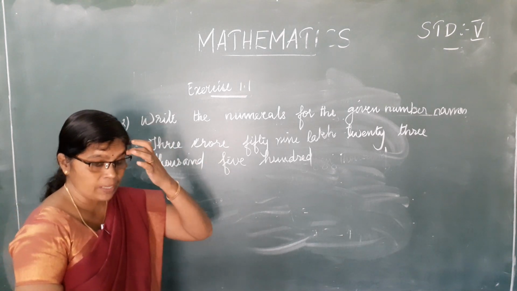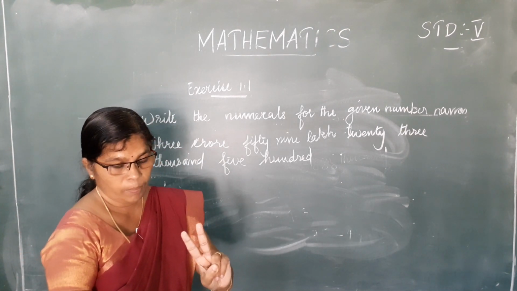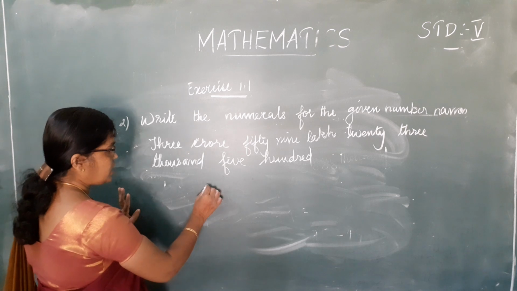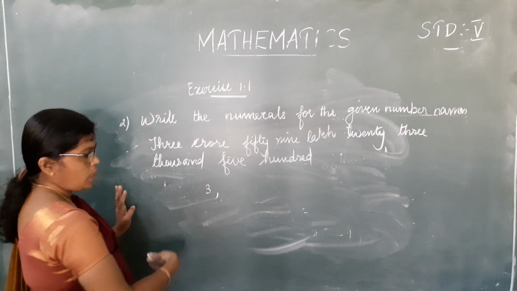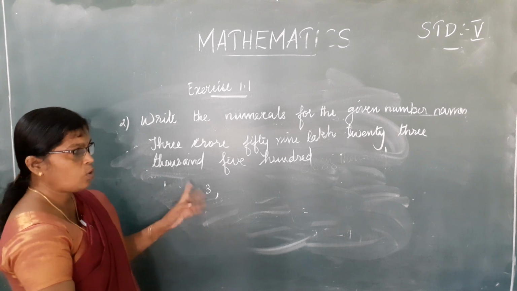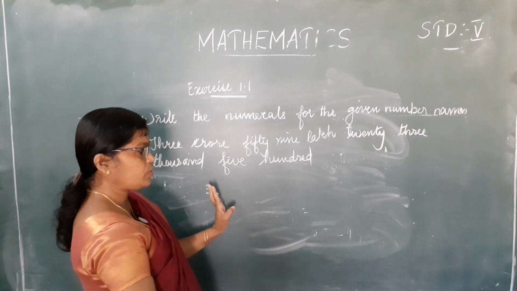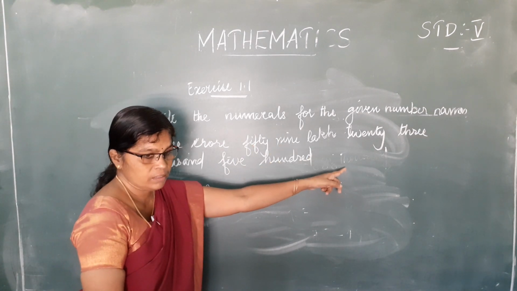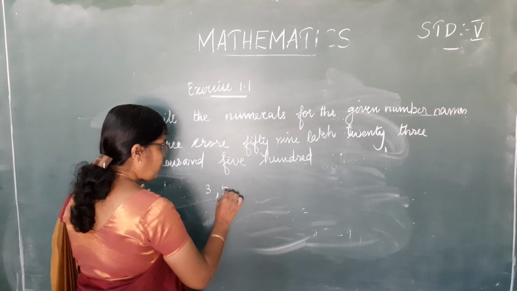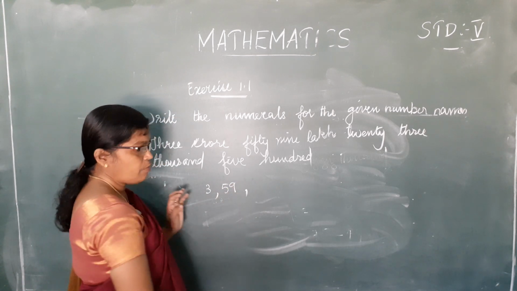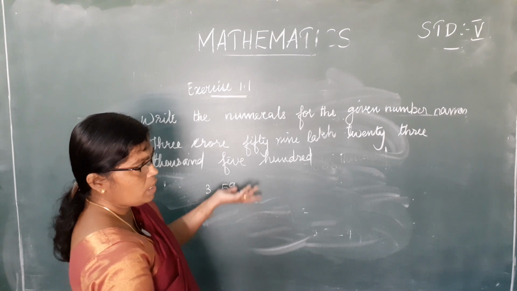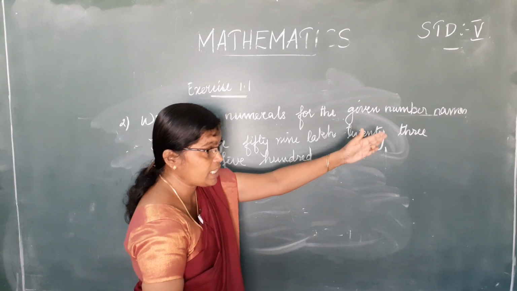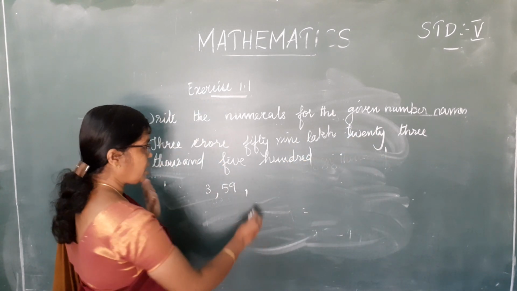We know that in the Indian system, in the crores place there are 2 digits, but here only 3 crore is there, so in the crores period only 1 digit will come, that is 3. After 3 crore we put a comma. Next, after the crores period comes the lakhs period. How many lakhs are there? 59 lakh, so 2 digits. Again put a comma. Then see how many thousands are there. The next period is the thousands period: 23, also 2 digits.